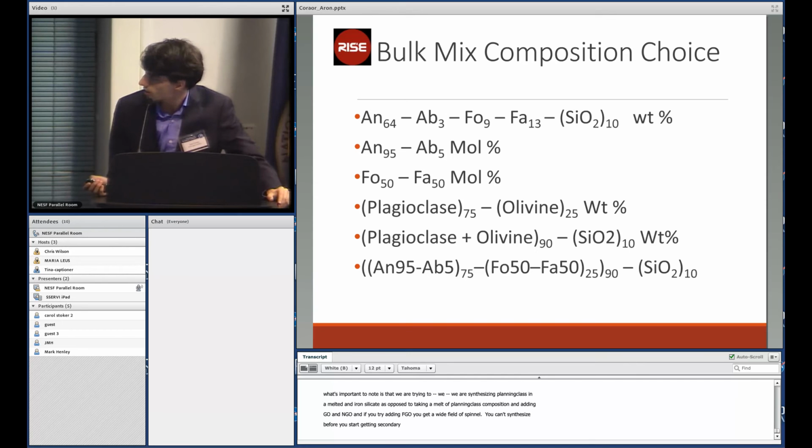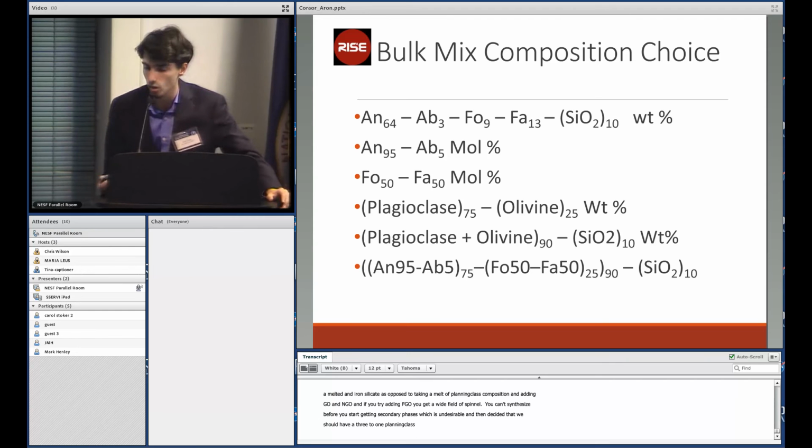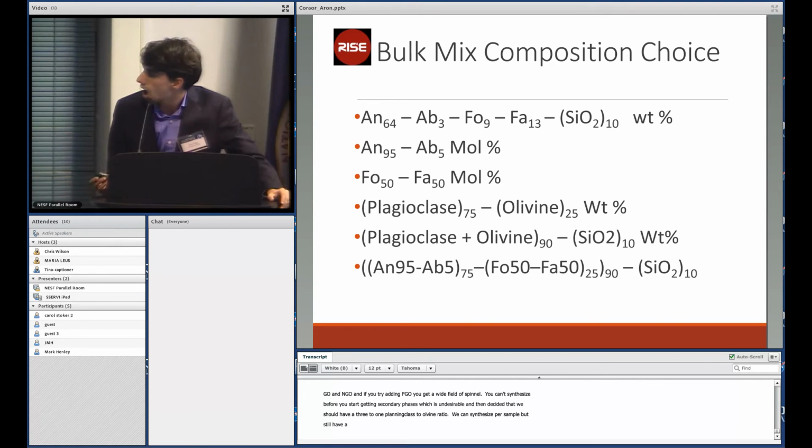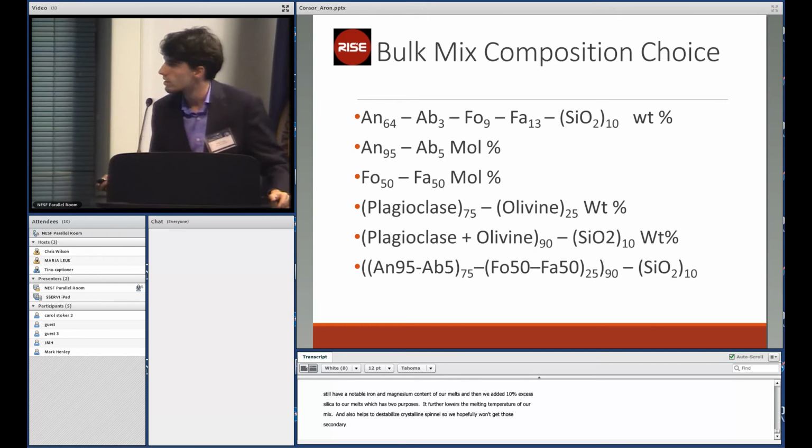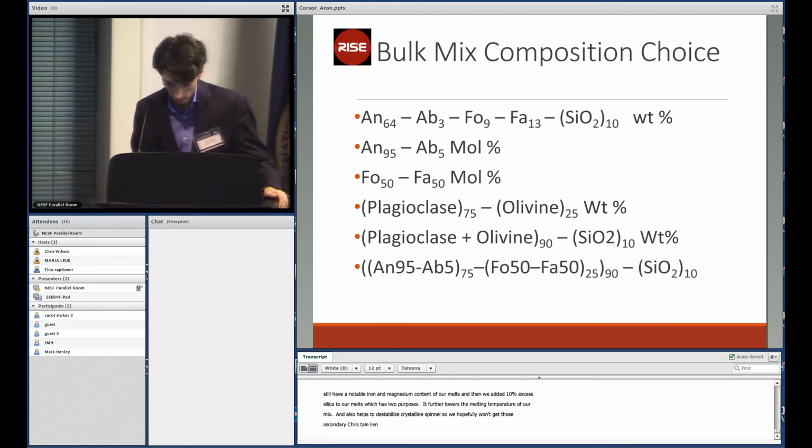Then we decided that we should have a 3-to-1 plagioclase to olivine weight ratio, so that we can synthesize a large amount of plagioclase per sample, but that we would still have a notable iron and magnesium content of our melts. And then we added 10% excess silica to our melts, which has two purposes. It further lowers the melting temperature of our mix, and also helps to destabilize crystalline spinel, so that we hopefully won't get those secondary crystalline phases. And so then at the bottom we have just the overall composition rewritten in a somewhat more understandable way.